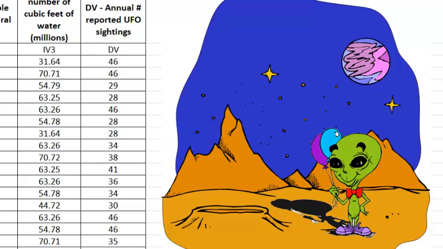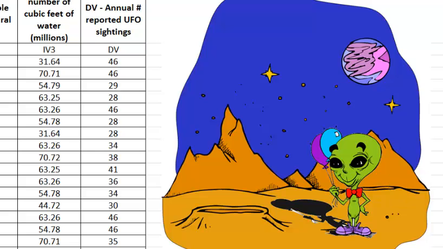Okay, here's a multiple regression model. We're going to try to show interaction. So this little story is about UFOs and aliens, right? Our criterion variable is going to be the annual number of reported UFO sightings. We're going to try to make a predictive model.